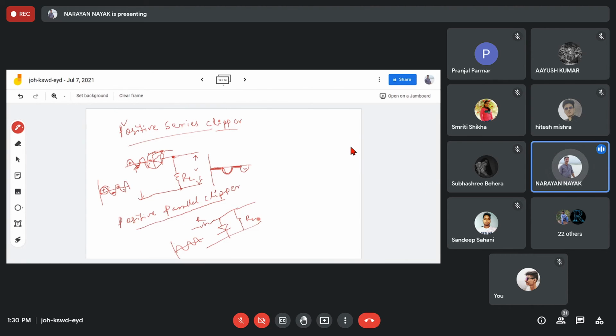Let us say this is your input signal, the AC signal. First the positive cycle. Here this is positive and this is negative, so what will happen? The diode will be forward biased, which means the diode will conduct. During forward bias the diode conducts heavily, so the current will flow.